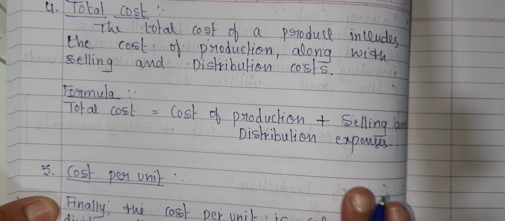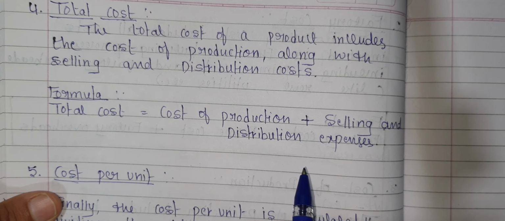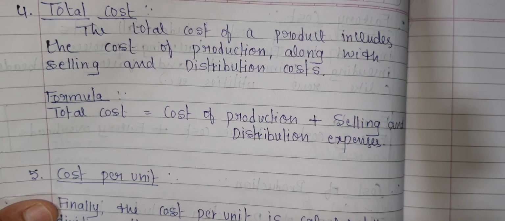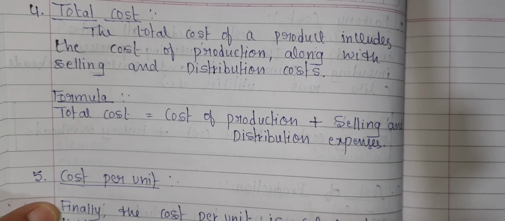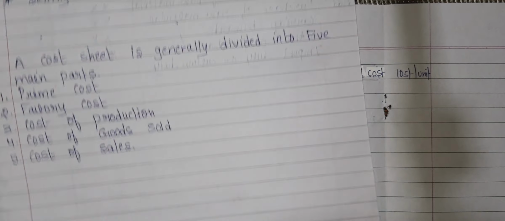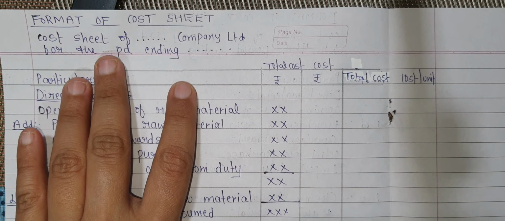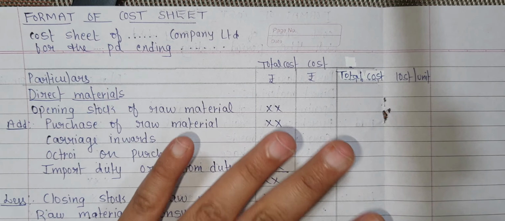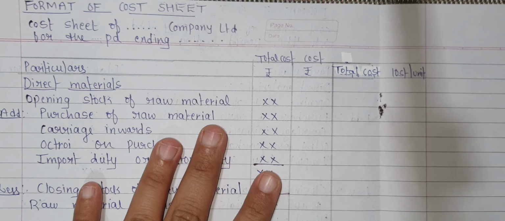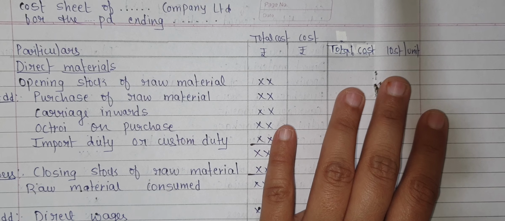And next one, total cost. So the formula of total cost is cost of production plus selling and distribution expenses. Right? Now we will see the format of cost sheet. First, in the cost sheet, we have to derive the prime cost. Okay, see here. First, we have to write cost sheet of Dash Company Limited for the period ending. Now, particulars, cost and cost per unit.